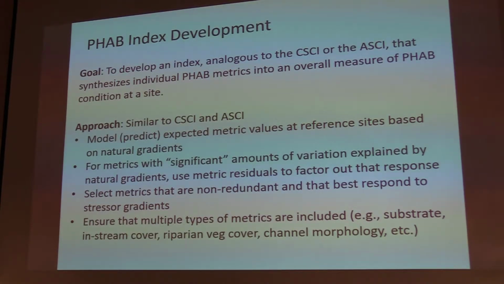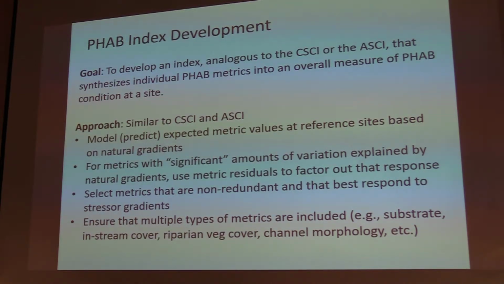So our approach was similar to that we used for CSCI and ASCI. We wanted to model the expected metric values at reference sites based on natural gradients for metrics that had a significant amount of variation explained by the natural gradients. We wanted to use the metric residuals, that is the observed metric value minus the predicted metric value, to factor out that response. We wanted to select metrics that were non-redundant with one another and that best respond to stressor gradients. And we wanted to ensure that multiple types of metrics were included, so substrate metrics, cover metrics, riparian metrics, etc.